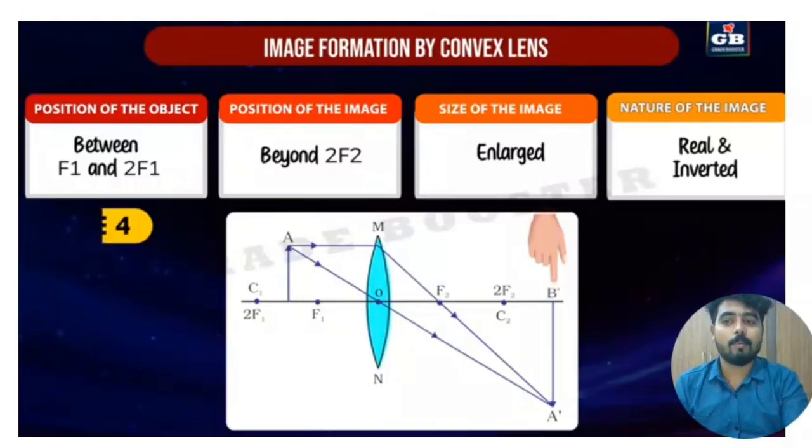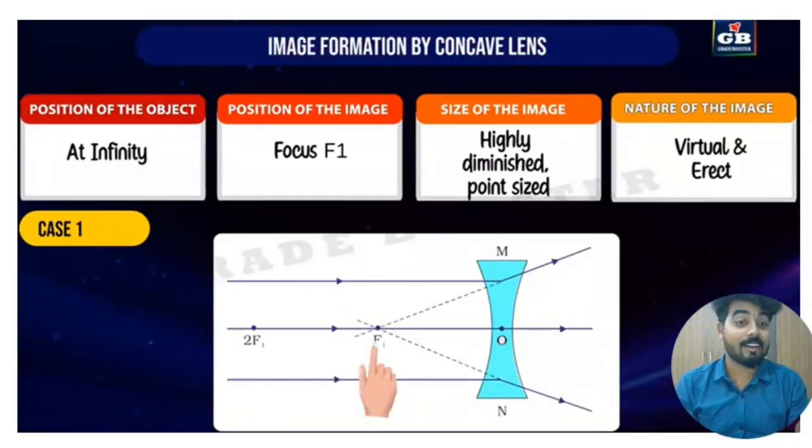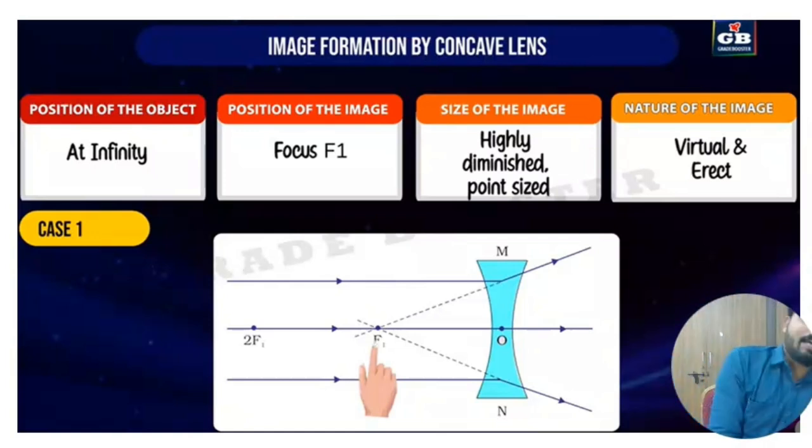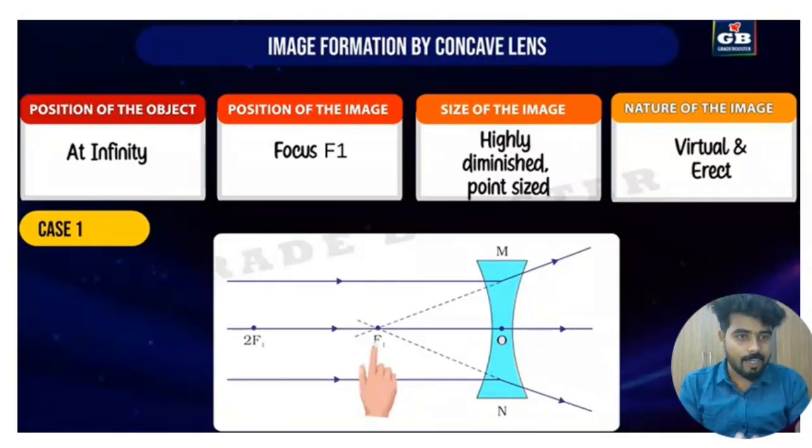Now we are moving to the next case study for concave lens. What type of lens is a concave lens? A convex mirror and the concave lens are commonly known as diverging mirror or diverging lens. When a ray of light passes parallel to the principal axis, what will happen? The divergence will take place, or refraction of light will take place.